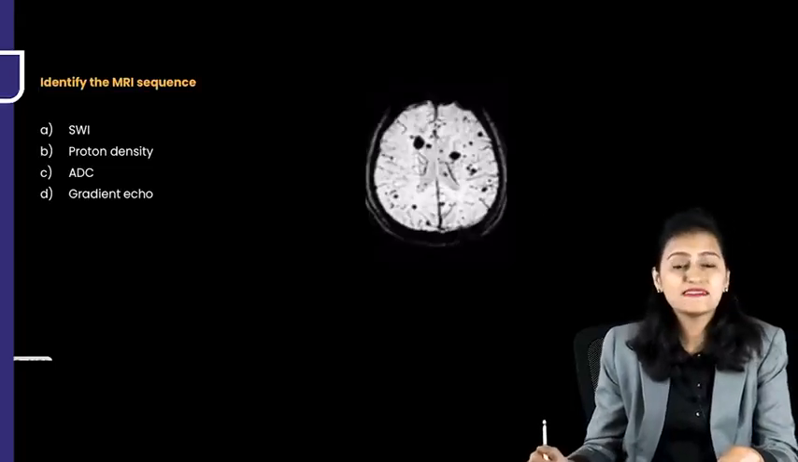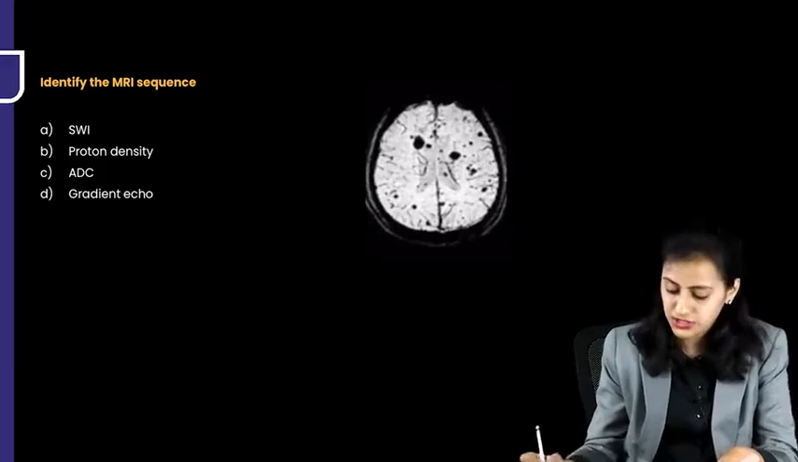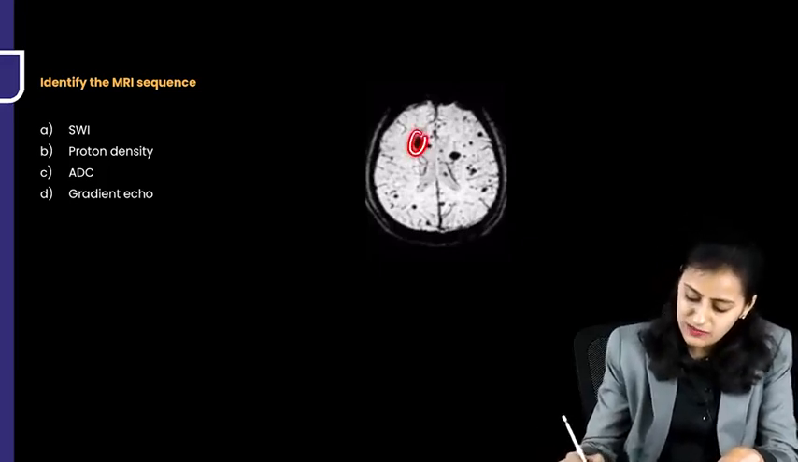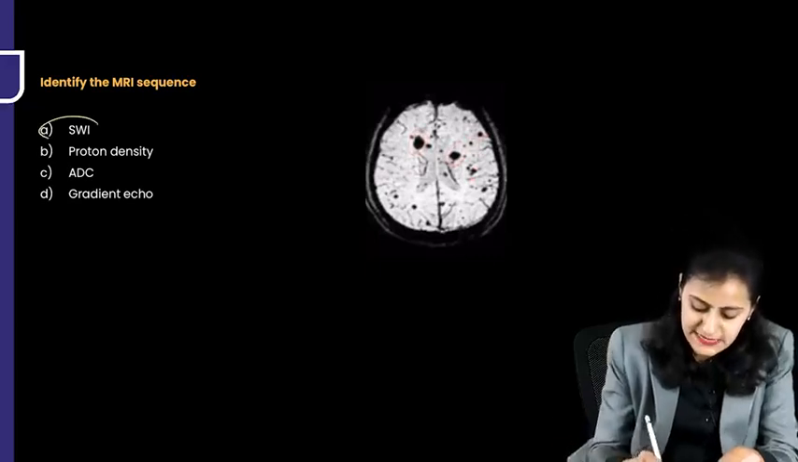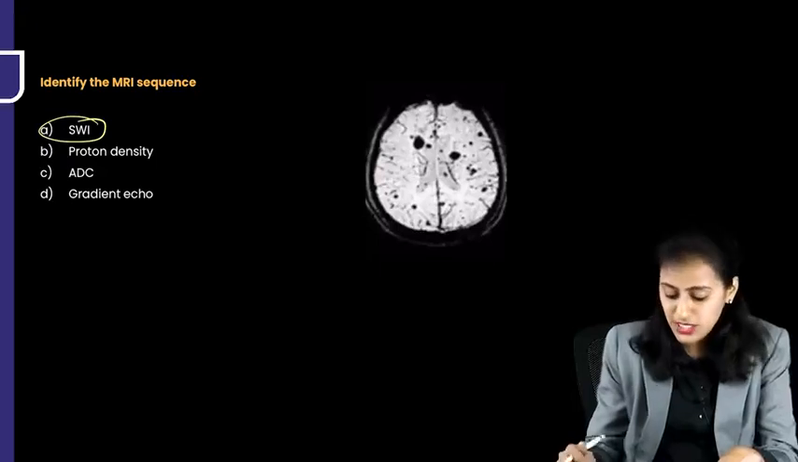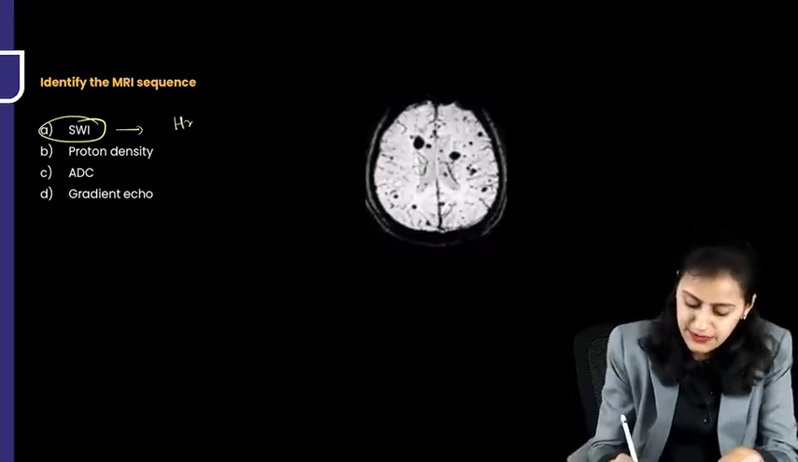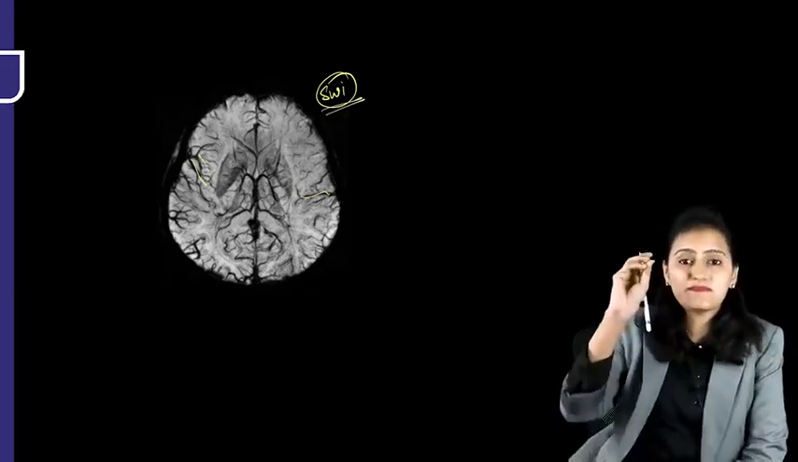Next one, identify this MRI sequence, a previously asked question. Whenever in MRI you have multiple black dots like this, think of the susceptibility weighted imaging sequence, which is the most sensitive sequence to identify hemorrhage in MRI. And this could be the other type of image that can be given for susceptibility weighted imaging, where you see that the veins are appearing black. Okay, the vessels appearing black. So it could be either the black areas or the black veins.